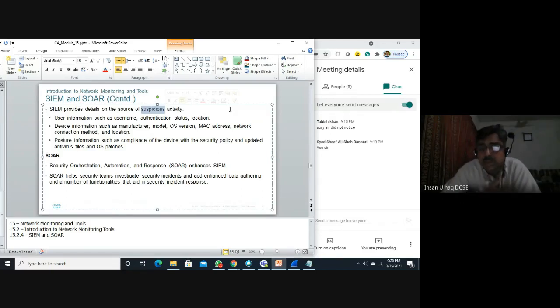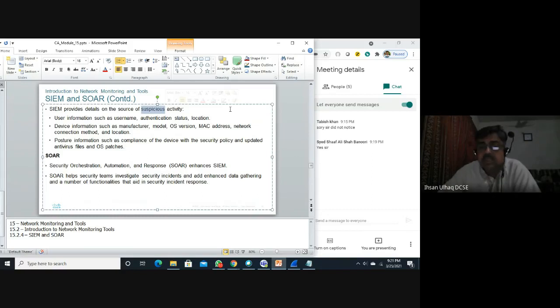We want to find the username, such as what is the username of that person, what is the authentication status, whether he is an authenticated user, what is the login, or whether he has used some tools, for example password brokers, through which he got authenticated, for example, where he's located, device information. You may want to know what the operating system is, what the MAC address is, what the network address is, and all of this information is important for us.